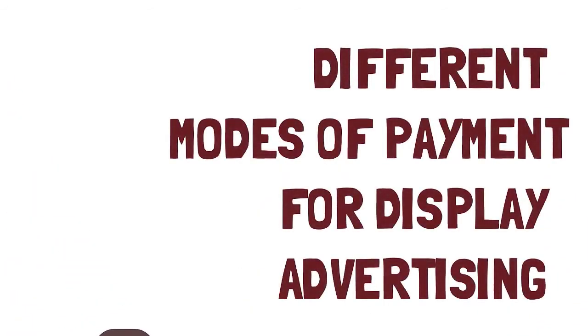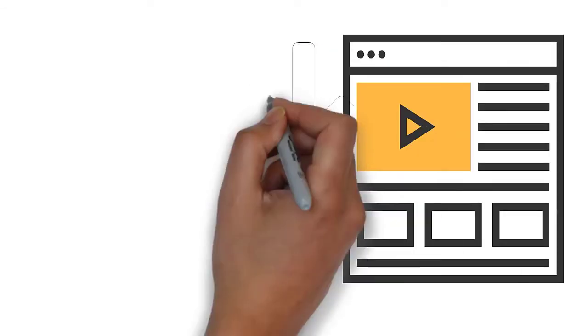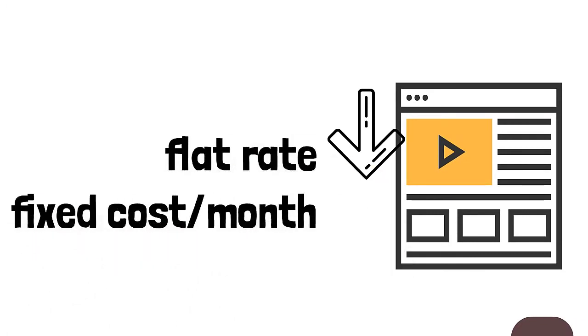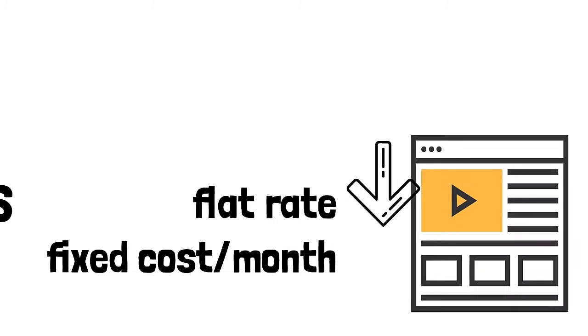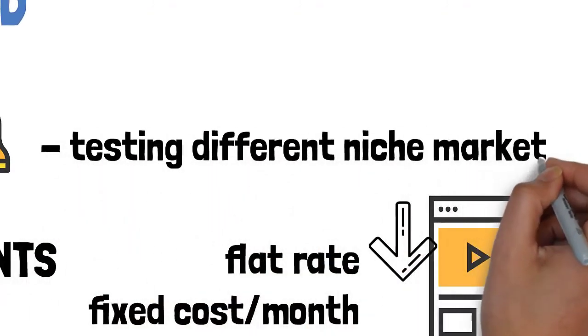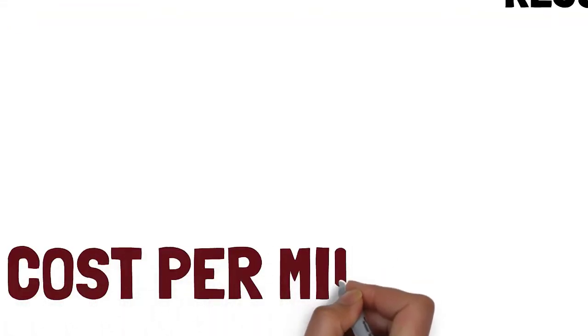Now, we will discuss some of the different modes of payment for display advertising. First is flat rate or sponsorships. Proprietors of websites with low traffic sometimes choose to sell banner spaces. They can sell this at a flat rate or a fixed cost per month. This is true no matter the amount of traffic or engagement. Most of the time, this is done if you are only interested in testing different niche markets or gathering data.